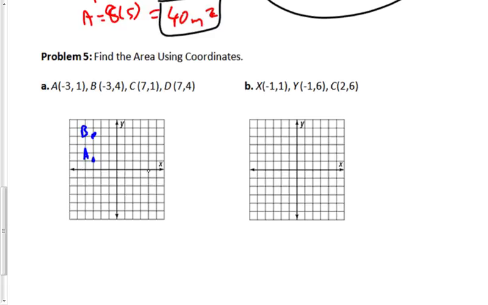1, 2, 3, 4, 5, 6. Oh, it's not even on there. 7, 1. And D is 7, 4. All right, this one's going to work out nicely. This is a straight rectangle.